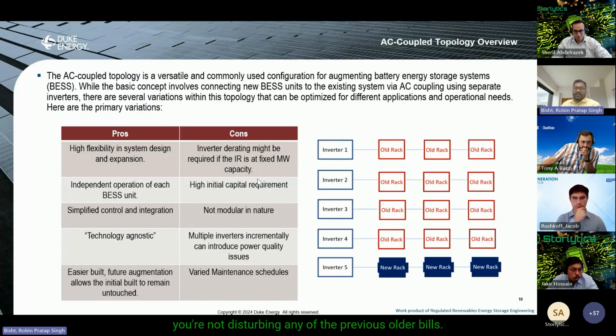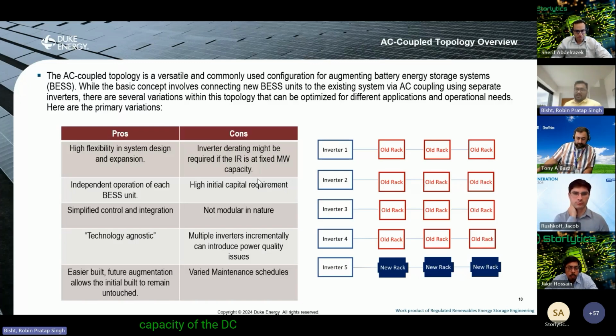The integration is much easier compared to other augmentation flavors where you are on the DC side of things, where you have to worry about the short circuit capacity of the DC bus of the inverter, and you can't connect an infinite number of battery racks behind the inverter. So AC topology is considered to be more flexible in the system design, and has simplified control and overall integration. And one of the points that was brought up in our internal discussions was that the older builds remain untouched.